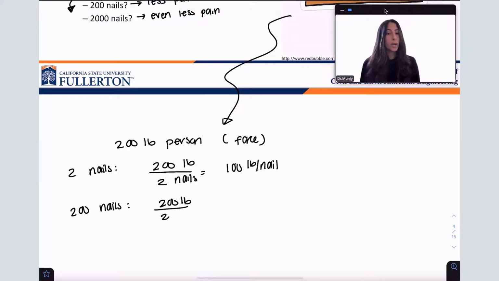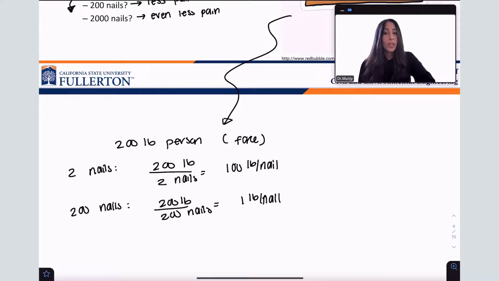If we increase the number now to 200 nails, we have the same weight, 200 pounds, divided by 200 nails. So now this 200-pound person is spread across 200 nails, so more surface area, and we decrease from 100 pounds per nail to only 1 pound of force per nail. So you see, 100 pounds per nail is much more force per each nail versus only 1 pound per nail. And this is why we would experience less pain as we increase the number of nails that we're sitting on.